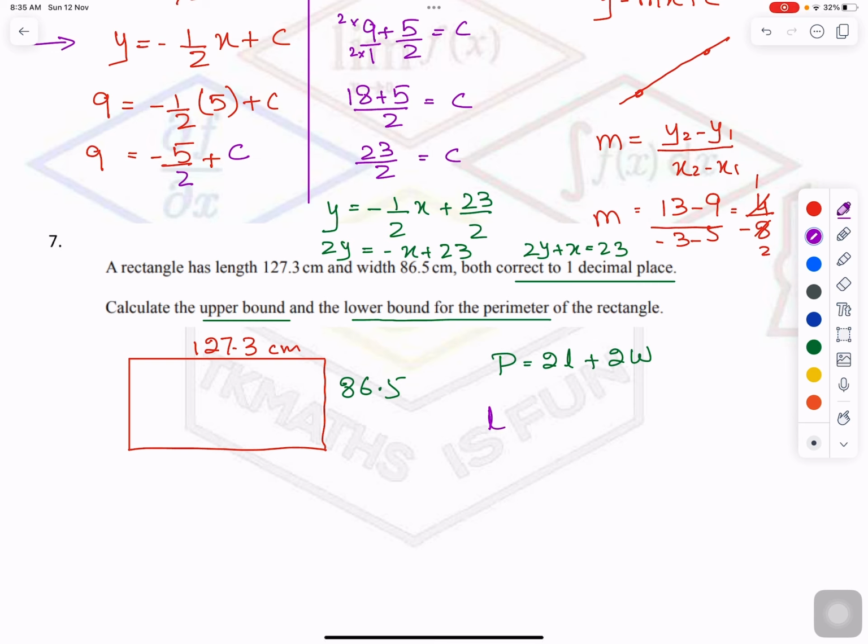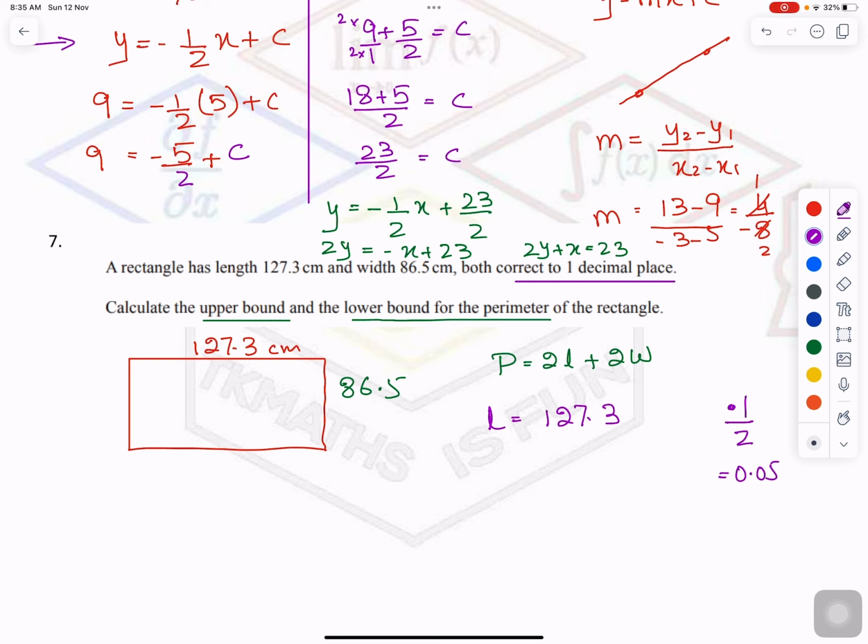Because my length is 127.3 and the question is saying it is corrected to 1 decimal place. So what we will do, 0.1, because it is 1 decimal place, divided by 2. What will be my answer? 0.05. This number I will add and subtract in 127.3.